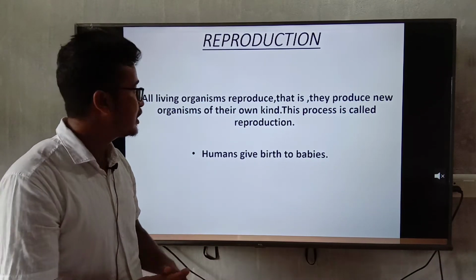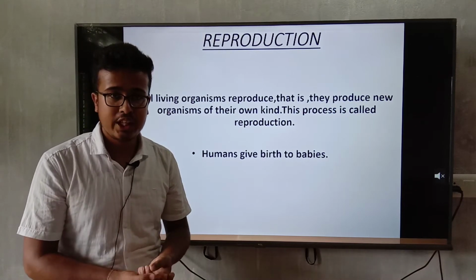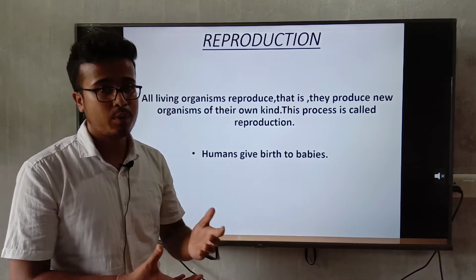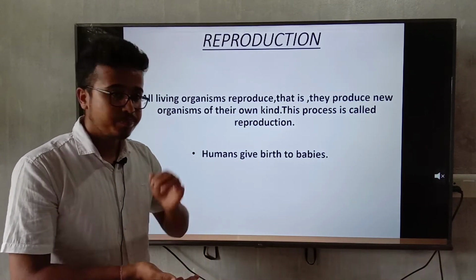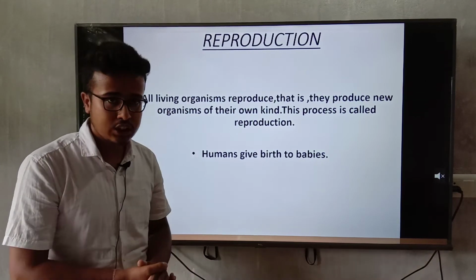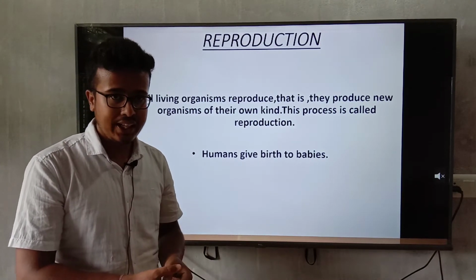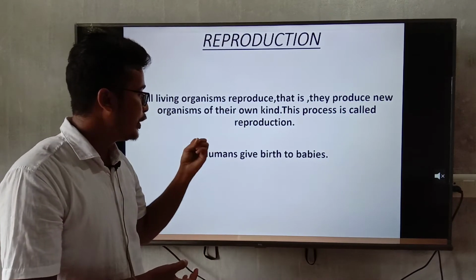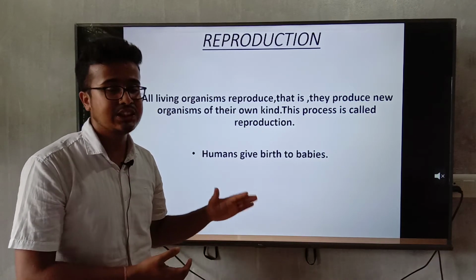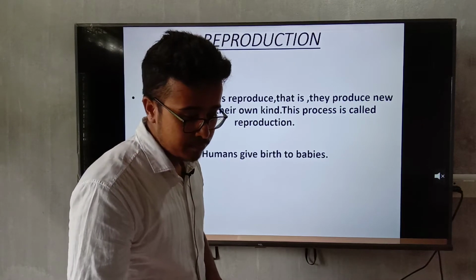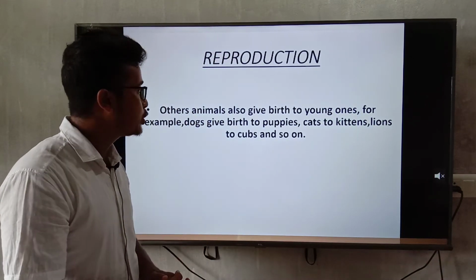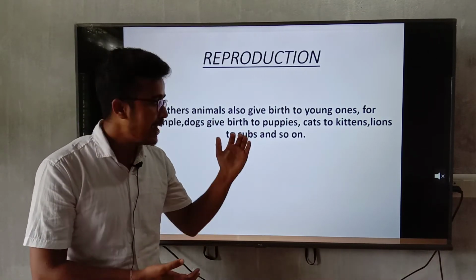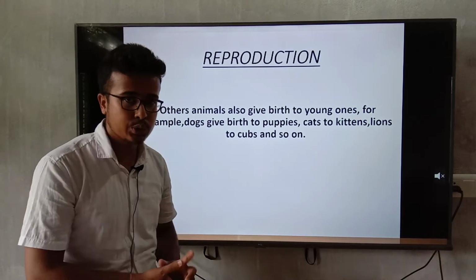So reproduction means living organisms produce new ones of their own kind, and that process is called reproduction. Humans give birth to babies, so this is called reproduction. Other animals also give birth to young ones. For example, a dog gives birth to puppies, cats to kittens and lions to cubs and so on.